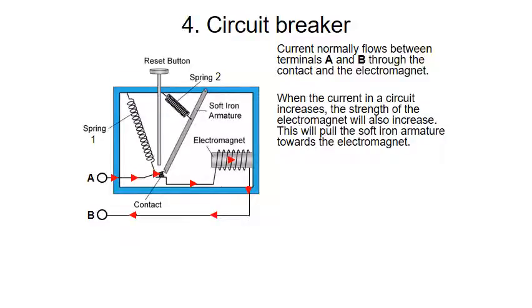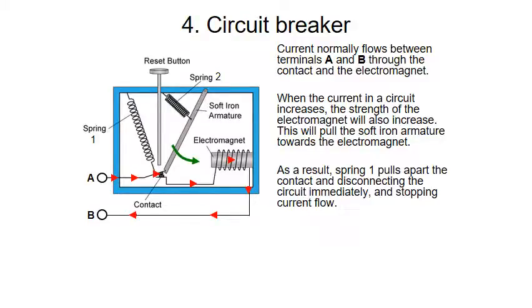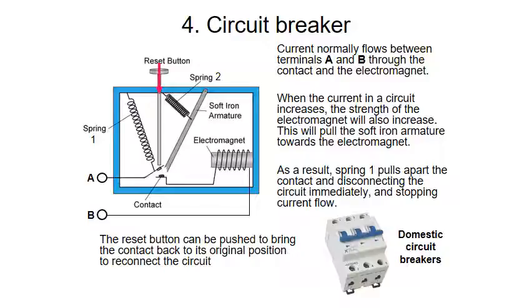When the current in the circuit increases, the strength of the electromagnet will also increase. This will pull the soft iron armature towards the electromagnet. As you can see, it starts to move. As a result, spring 1 here pulls apart the contact and disconnects the circuit immediately and stops the current flow, as you can see here. The reset button can be pushed to bring the contact back to its original position to reconnect the circuit, and here's an example of a domestic circuit breaker.